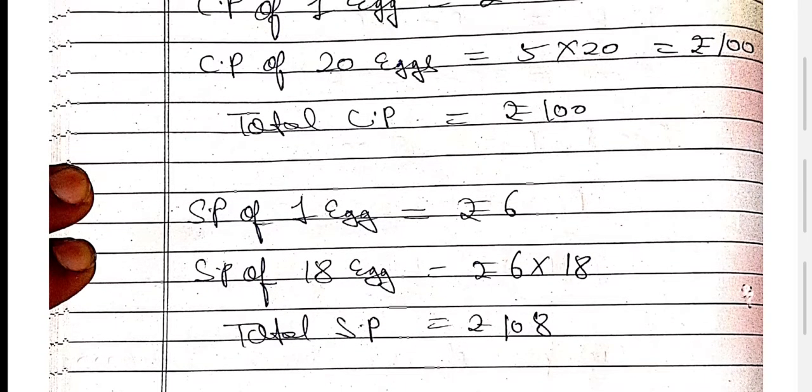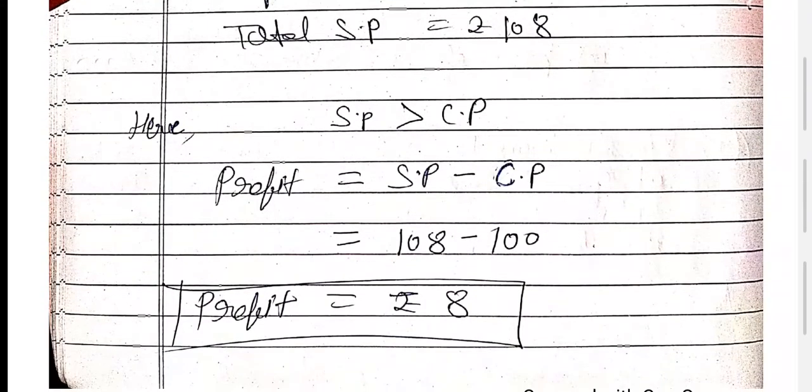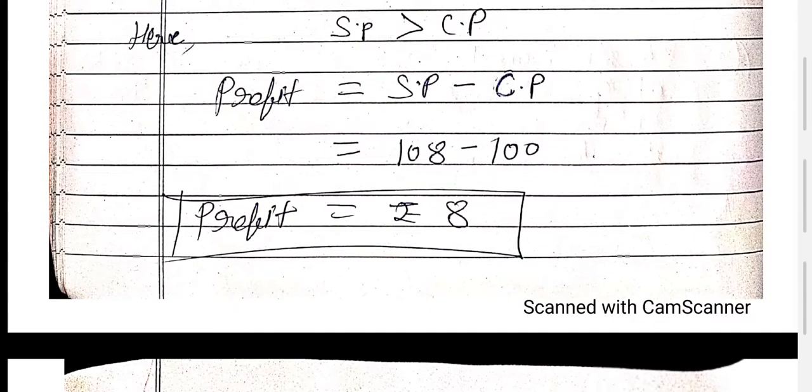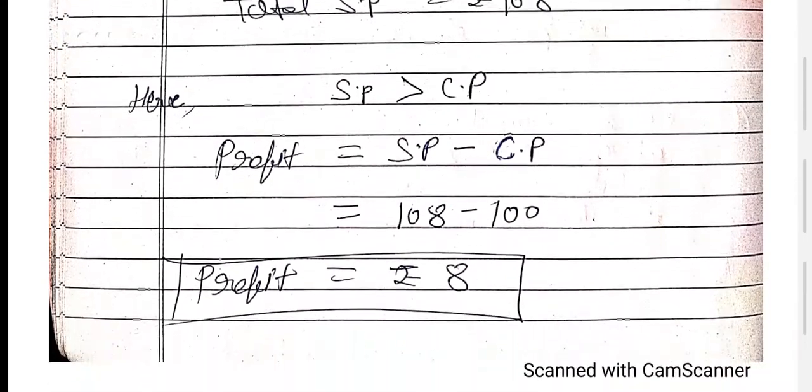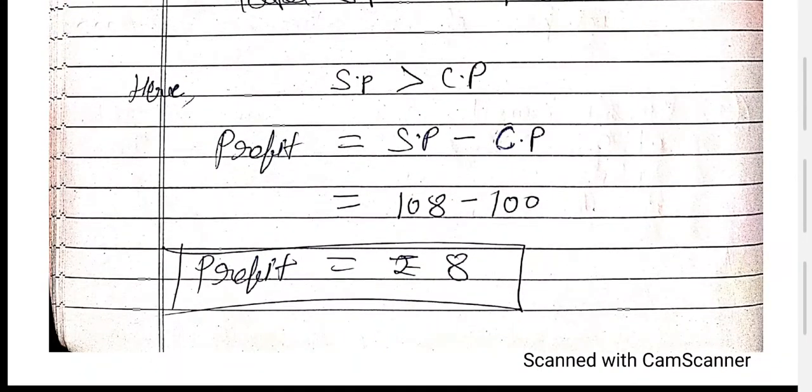Now just do the comparison. Total CP you have is 100 and total SP is 108. So SP is greater, so you have the profit. SP is greater than CP, you have the profit. Profit is equal to SP minus CP. You subtract, you will get rupees 8 as profit. So what is the profit? 8 rupees. Now this exercise is completed. Now I am starting your exercise. Brush up once again.